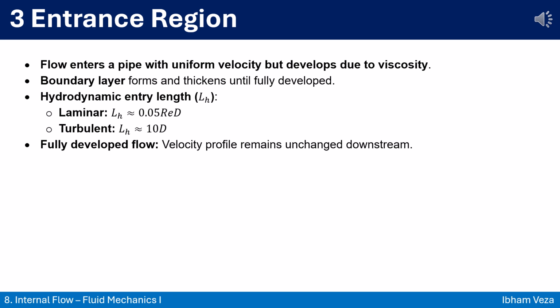Eventually, the boundary layers from opposite walls meet at the center, and at that point, the flow is said to be fully developed. We can estimate how far the fluid needs to travel before this fully developed state is reached using the hydrodynamic entry length. For laminar flow, the entry length is roughly 0.05 times the Reynolds number multiplied by the diameter. For turbulent flow, it's about 10 times the diameter of the pipe. Once fully developed, the velocity profile no longer changes with distance along the pipe. It becomes stable and predictable, an essential condition for many engineering calculations involving pressure drop, friction factor, and flow rate.